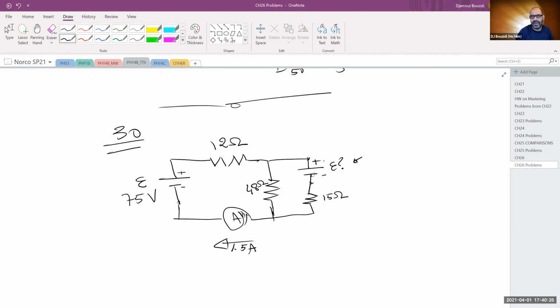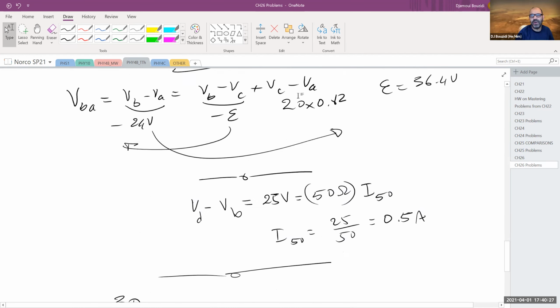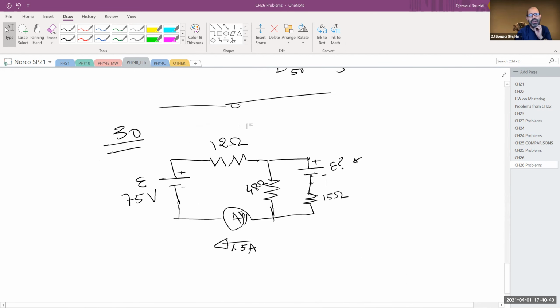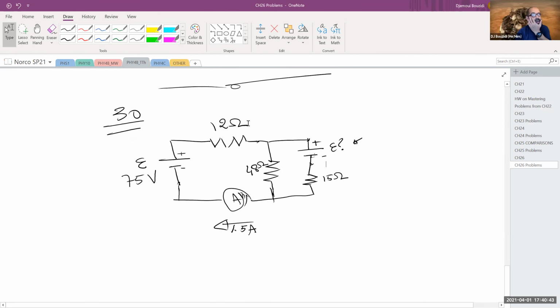So we need to find the EMF. This is slightly different than the previous problem that we did last time. Let me try to find it. That one also had an unknown EMF, and we were not concerned about the EMF direction because it turned out to be in that direction. But in this case, there might be an issue with the EMF polarity.